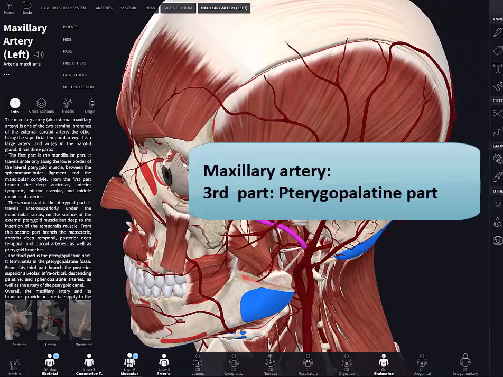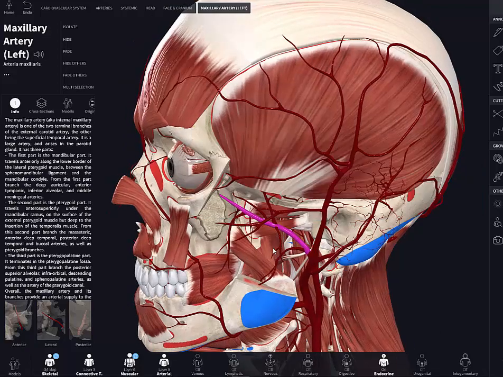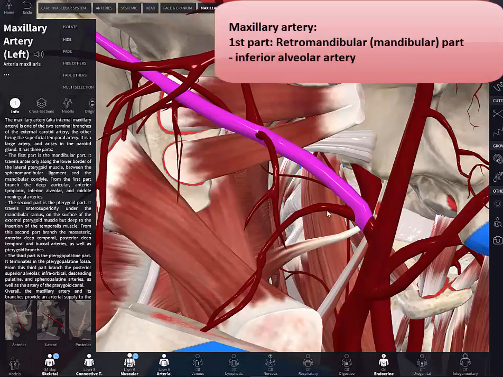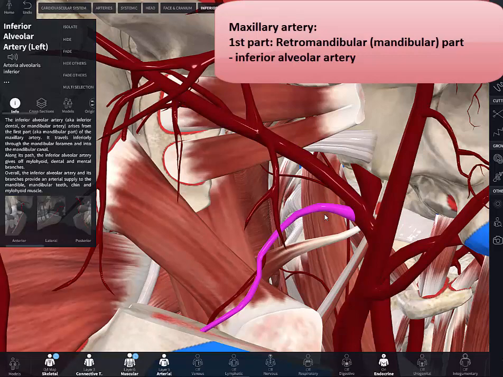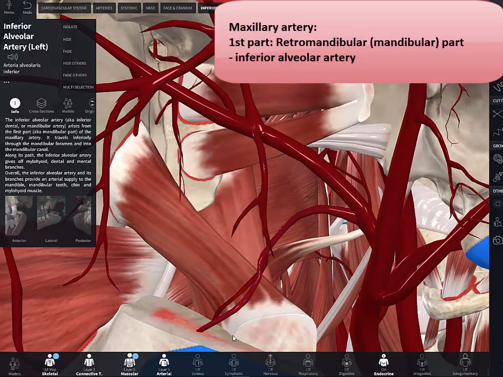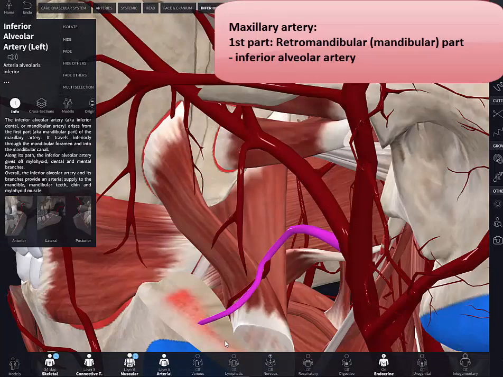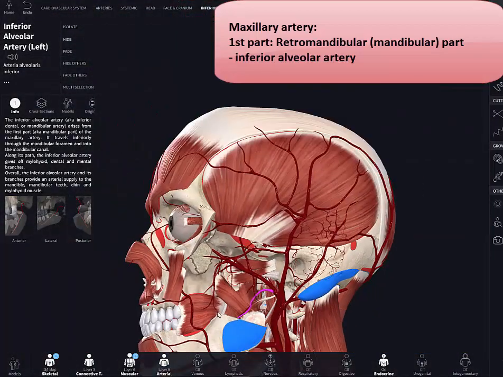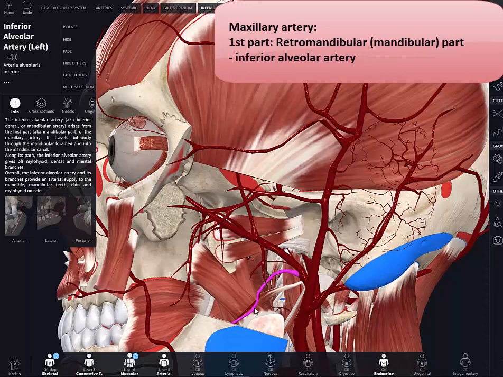So now let's go back and have a look at the main branches that we should be able to identify of the first part of the maxillary artery. So, first part of the maxillary artery, retromandibular part. Branches. Inferior alveolar artery. This will travel together with the inferior alveolar nerve and supply the mandible, the gingivae, so the gums, the teeth, and the floor of the mouth. This one is fairly easy to find because most people will use a saw or bone snips to nibble away at the mandible here, and then when you're just deep to it, you will find the IAN and the IAA, so inferior alveolar artery and inferior alveolar nerve.